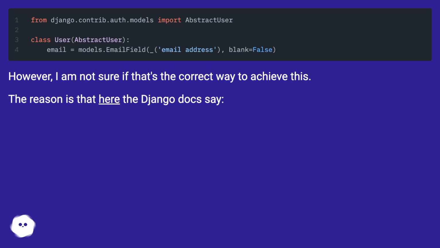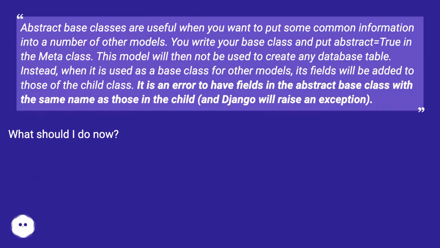The reason is that here the Django docs say, abstract base classes are useful when you want to put some common information into a number of other models. You write your base class and put abstract equals true in the meta class. This model will then not be used to create any database table. Instead, when it is used as a base class for other models, its fields will be added to those of the child class. It is an error to have fields in the abstract base class with the same name as those in the child, and Django will raise an exception. What should I do now?